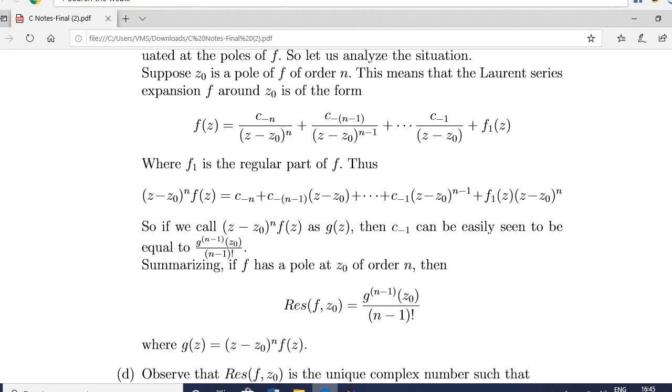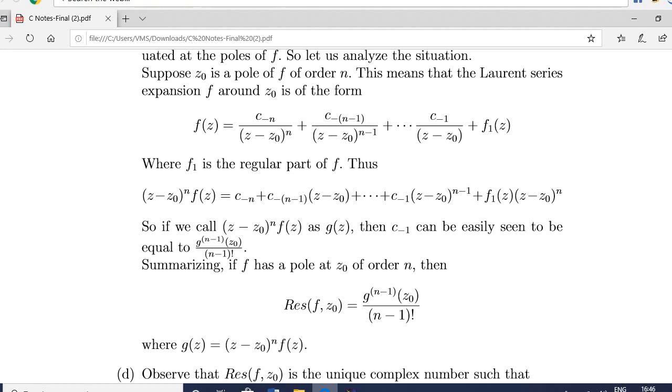Recall that if f has a pole at z0 of order n, then the residue of f at z0 is the (n minus 1)th derivative of g at z0 upon (n minus 1) factorial. You can see that formula on the screen. Residue of f at z0 equals g^(n-1)(z0) upon (n minus 1) factorial, where g is (z minus z0) to the power n times f(z).